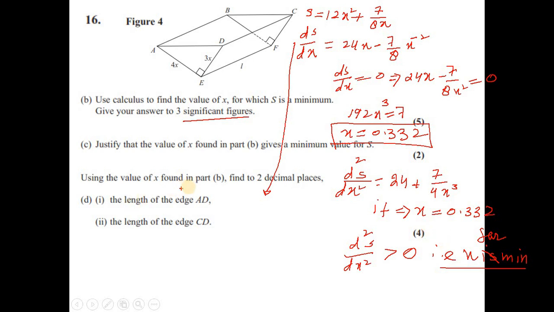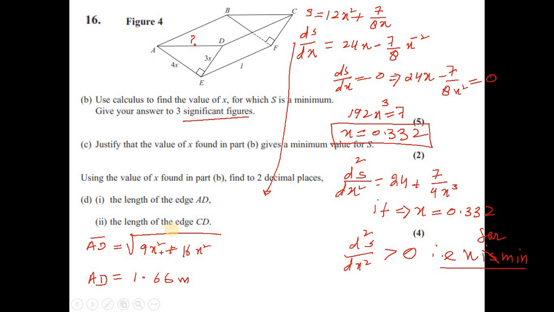Part D, using the value of x found in part B, find to 2 decimal places the length of the edge AD. This is the AD you need to find. It is quite straightforward, it is Pythagoras theorem. So AD would be equal to the square root of 9x squared plus 16x squared, and you put x equal to 0.332, so you have 1.66 meters to 2 decimal places. This is your AD.